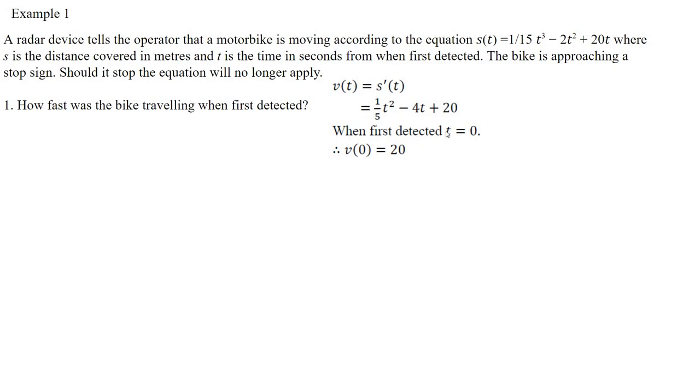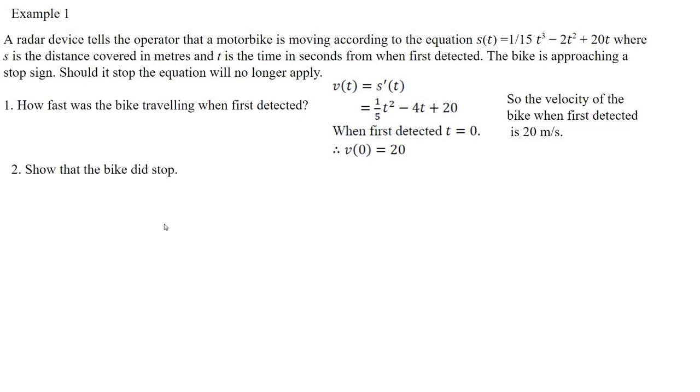When it's first detected, that's at the beginning. In the beginning, time is 0. You just put 0 in there and you get 20 meters per second. The velocity of the bike first detected is 20 meters per second. Let's look at the next question.